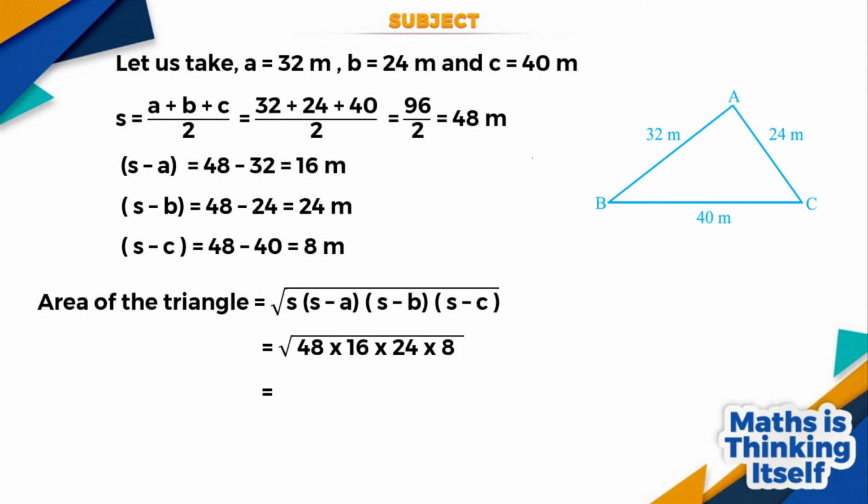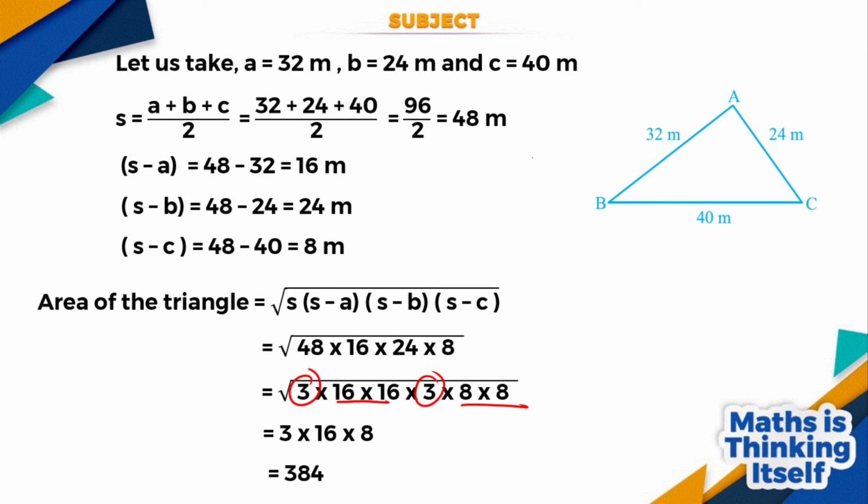Now 48 is 3 multiplied by 16, and 24 means 3 into 8. Now here the pair is there and 3 is also in a pair. So outside the square root sign it becomes 3 multiplied by 16 into 8, and that is equal to 384 square meter. So in that way we can easily find the area of a triangle when the lengths of 3 sides are given.